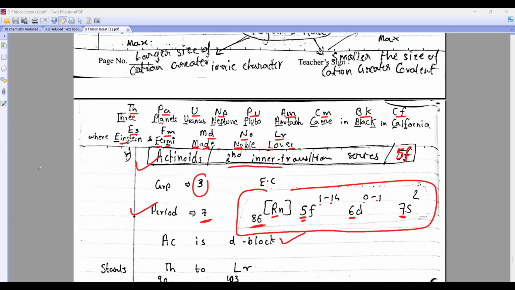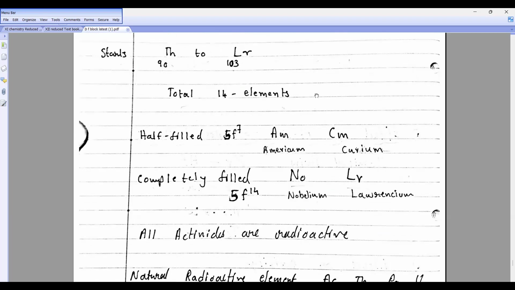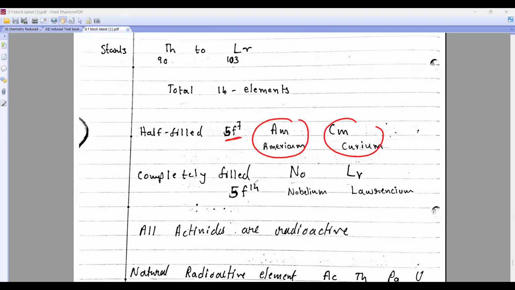Actinide is an f block. Starts from what? Thorium to lawrencium. Total how many elements? 14. Achha, who has half-filled configuration? Americium and curium, 5f7. Who has completely filled? Nobelium and lawrencium. This is very important.